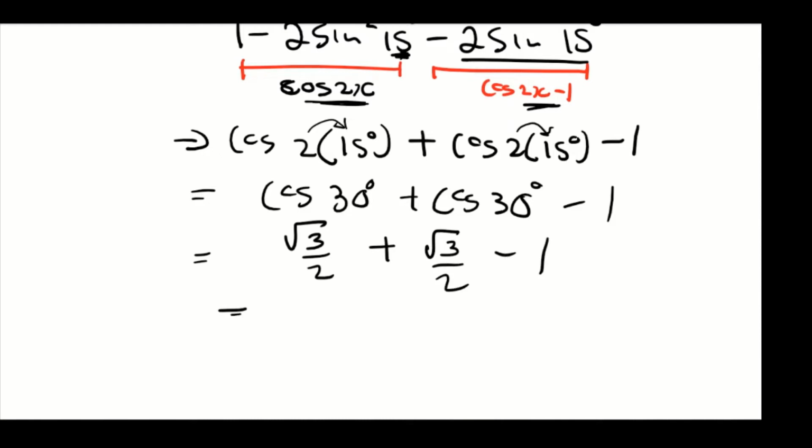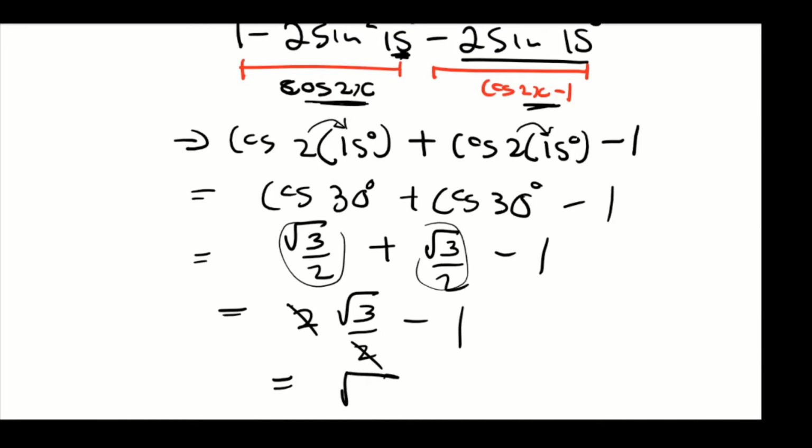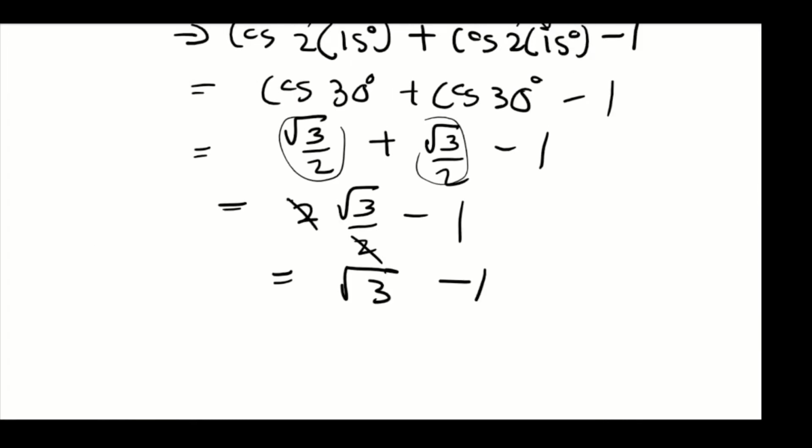So we're just going to add these. You're going to have 2 root 3 over 2 minus 1. This 2 will cancel out with this 2, and then you remain with root 3 minus 1. So this is going to be your solution of this problem here, root 3 minus 1.